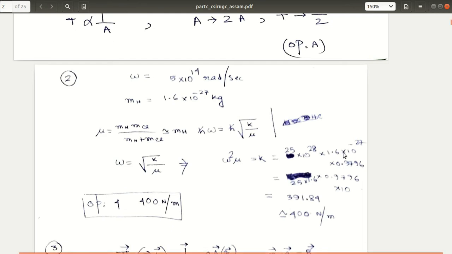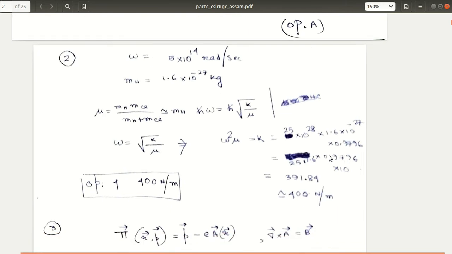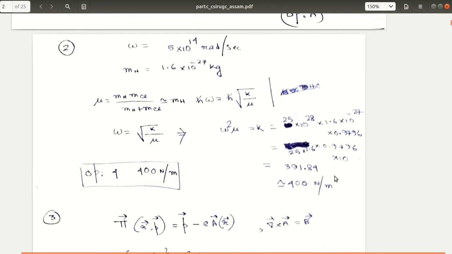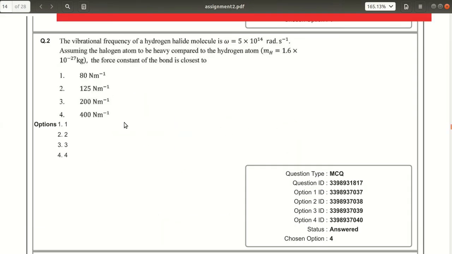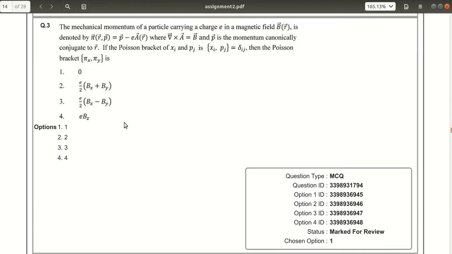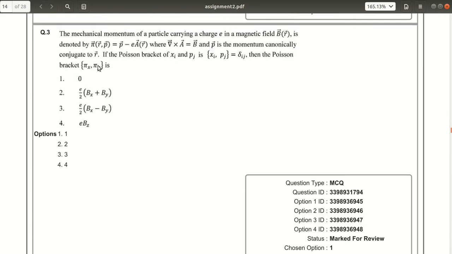So kg to amu to kg conversion, and then if you just calculate the value, it will give you 391.84, which is almost equal to 400 nanometer, close to option 4. So the answer will be option 4. Next question. So question number 3.